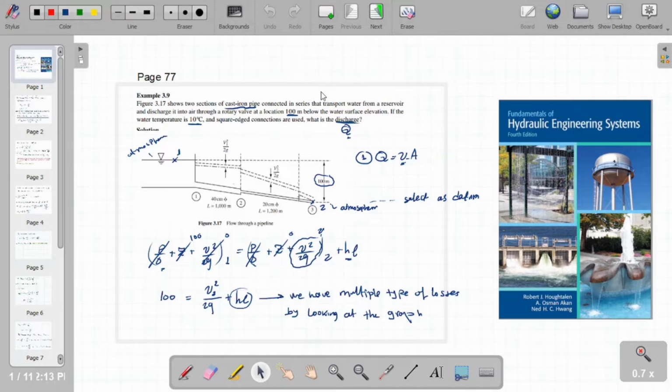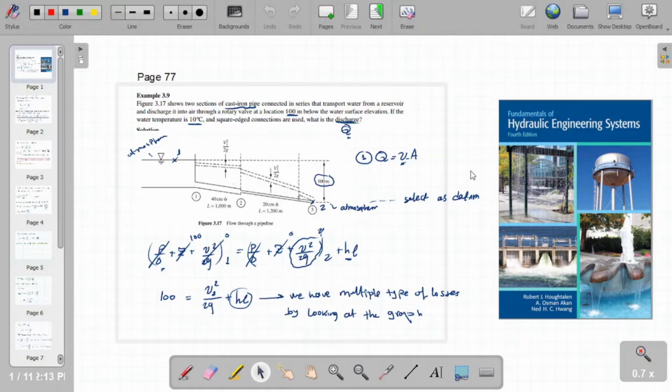This video will talk about example 3.9. This example is found in Fundamentals of Hydraulic Engineering Systems, page 77. When I started studying hydraulic engineering systems, I found this example to be a little bit confusing, as the book doesn't really explain everything in detail.